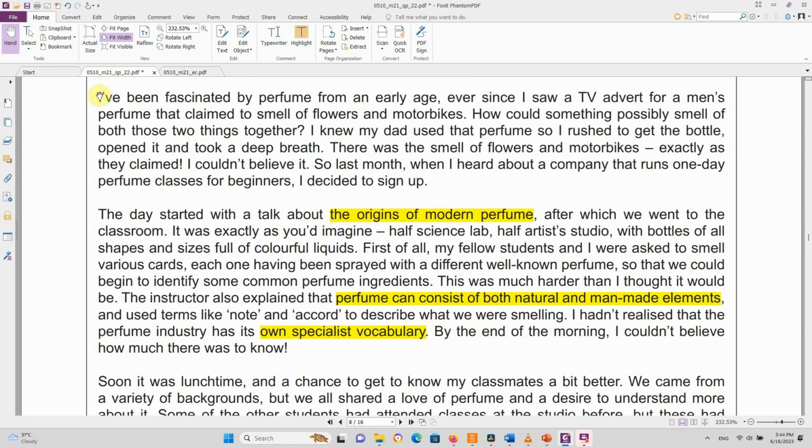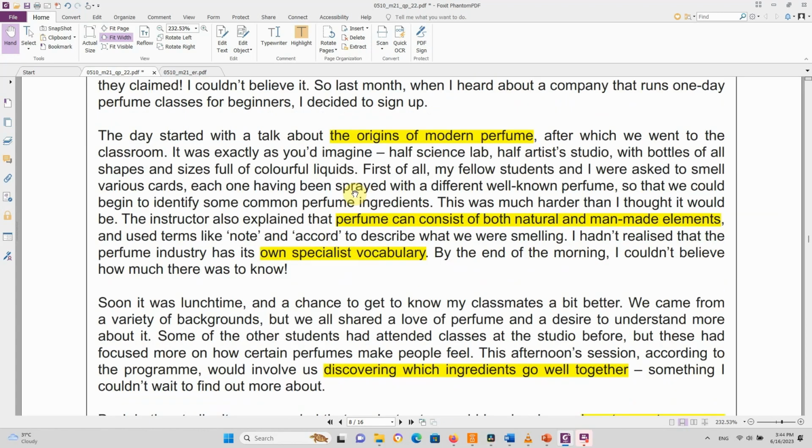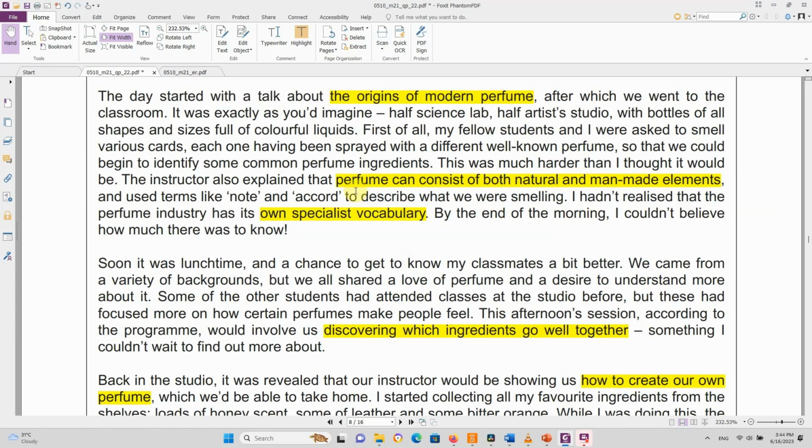So in the first paragraph here, do we have something which is related to what the writer learned about perfumes in his class? No. The day started with the talk about the origins of modern perfume. So this is the first thing he learned. He learned about the origins of modern perfume. So this is point number 1.